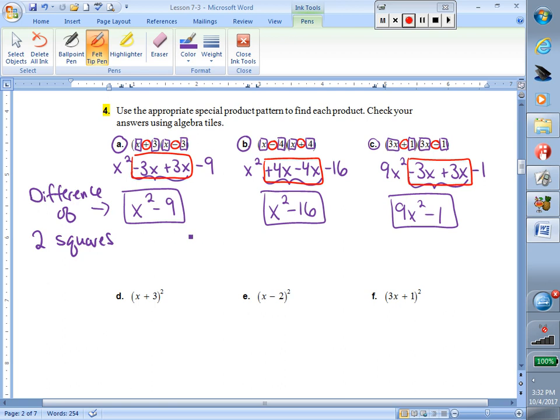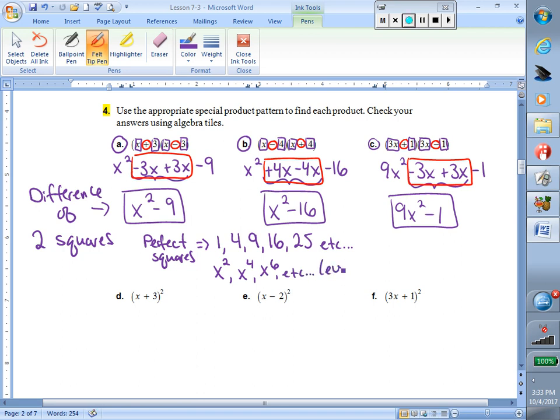Perfect squares are the result of squaring a number. So perfect squares would be things like 1 squared is 1, 2 squared, 2 times 2 is 4, 3 squared, 3 times 3 is 9, 4 squared would be 16, 5 squared would be 25, etc. And then for the variable piece, x squared is a perfect square, x to the 4th is a perfect square, x to the 6th is a perfect square, etc. So in other words, if you have an even exponent, you have a perfect square.